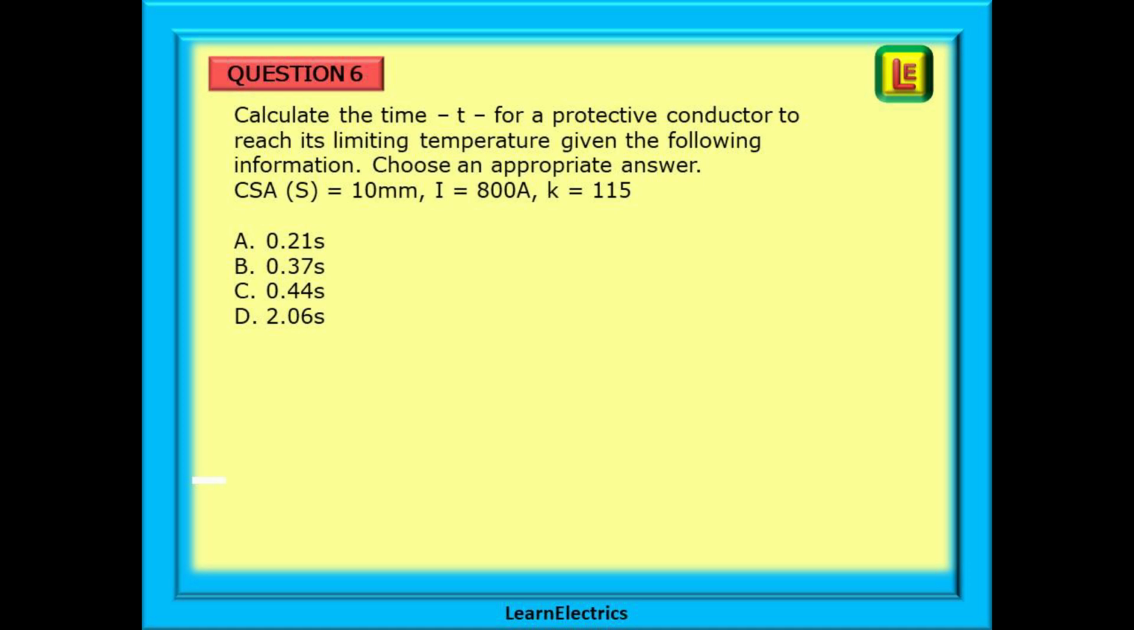Now, on to question 6. Calculate the time for a protective conductor to reach its limiting temperature given the following information. A CSA of 10 mm, a current I of 800 amps, and K of 115. Don't forget to pause the video.